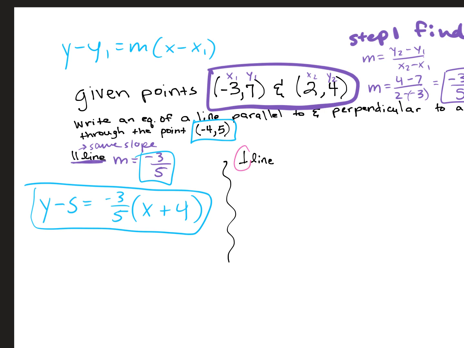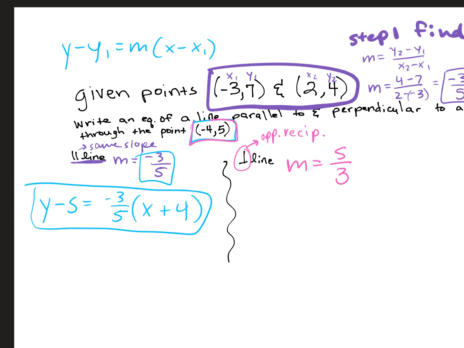Let's do the same thing for perpendicular. For a perpendicular line, what do we know about the slope? Does it have the same slope? It's the opposite reciprocal. So what's the opposite reciprocal of negative 3 over 5? Positive 5 over 3.